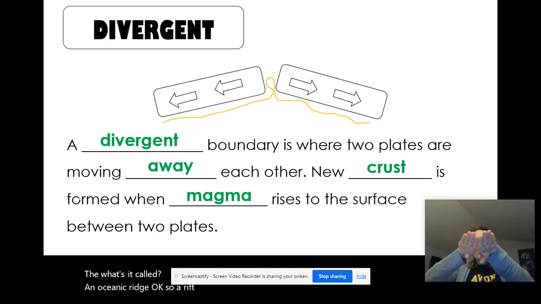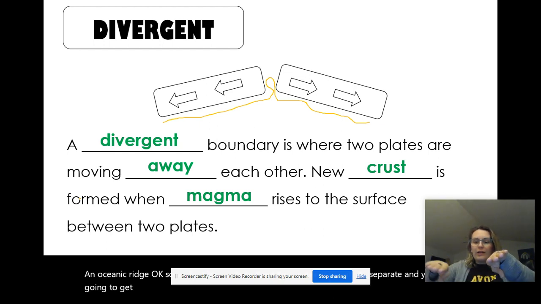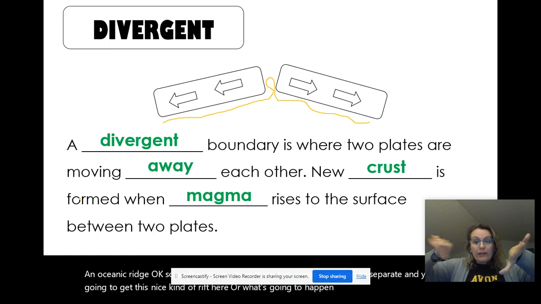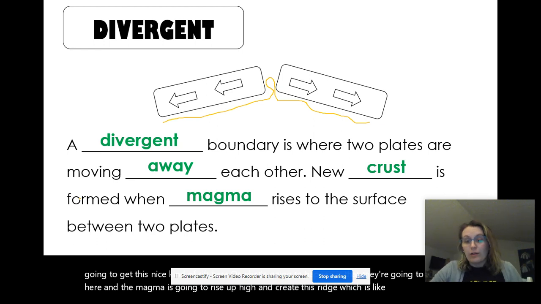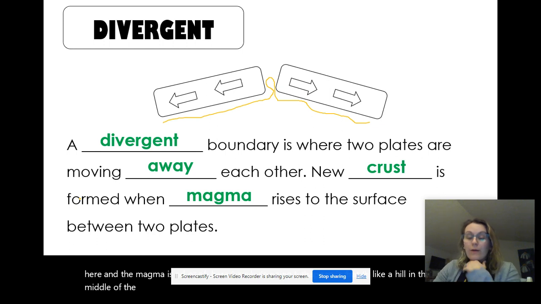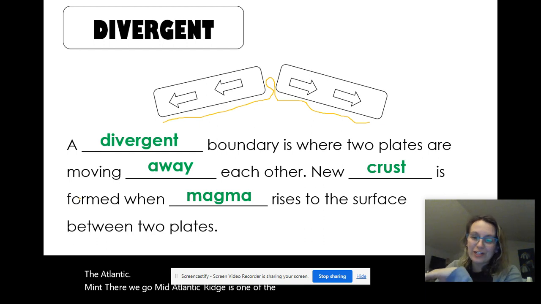Okay, so a rift valley is where these two plates are going to separate, and you're going to get this nice kind of rift here. Or what's going to happen is that the magma is going to rise up high and create this ridge, which is like a hill in the middle of the ocean. The Mid-Atlantic Ridge is one of the most famous divergent plate boundaries.